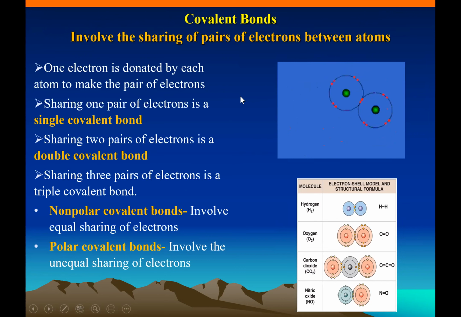So the electron is donated by each pair of atoms, and this leads to a single covalent bond or a double covalent bond. It's a very strong bond. If there is equal sharing, it is called a non-polar covalent bond. If it is unequal sharing, it is called a polar covalent bond.